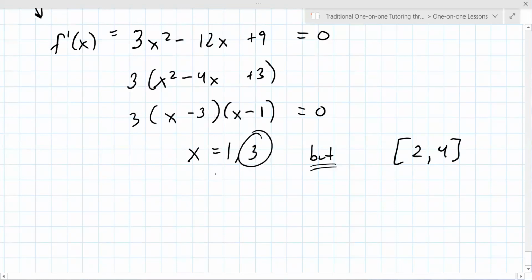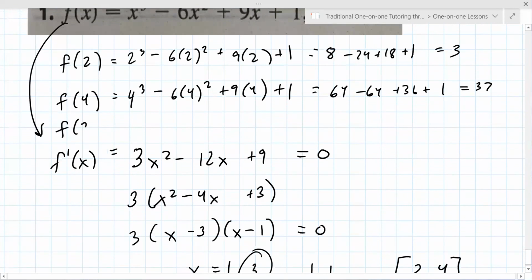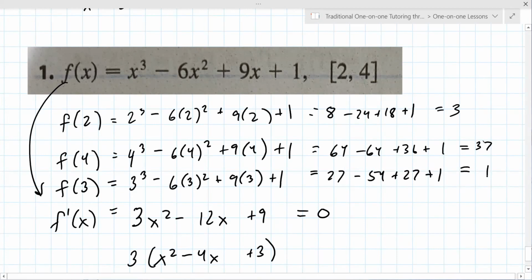So 3 is there. So now you got to go back. I like to go in, actually, I should have left a little more space because there might have been 2. Because you're really just comparing these 3 numbers here. So we got to go back and get that. So it's 3 cubed minus 6 times 3 squared plus 9 times 3 plus 1. So that's 27 minus 54 plus 27 plus 1. That ends up equaling 1.